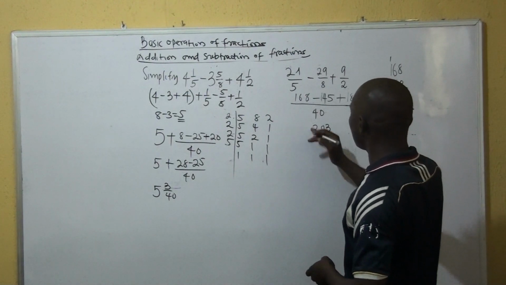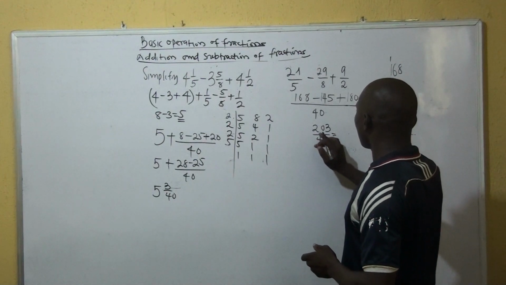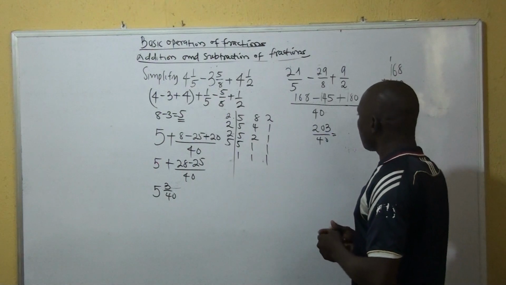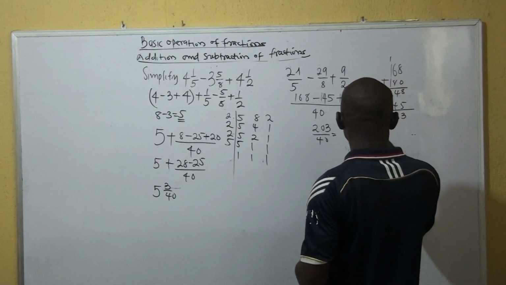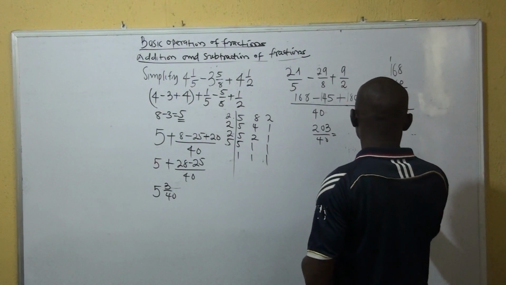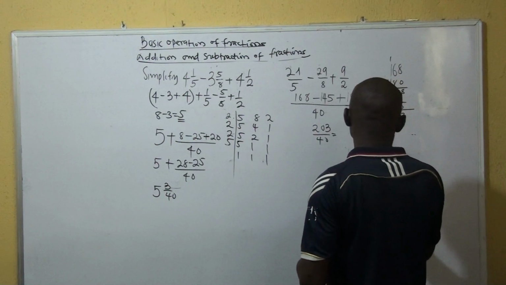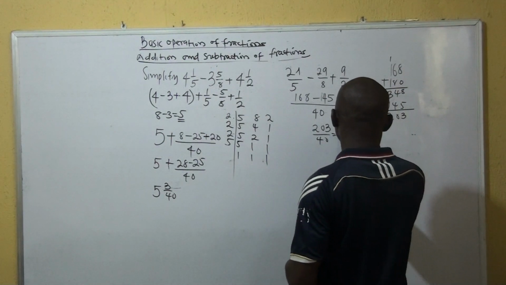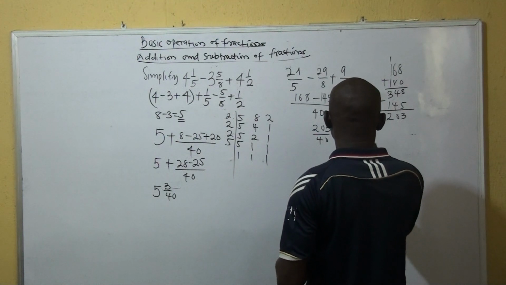So here, this is also an improper fraction. How many 40s are contained in 203? It simply means it is 5. So 40 multiplied by 5 is 200, remainder 3. So here it becomes 5 whole number 3 over 40.